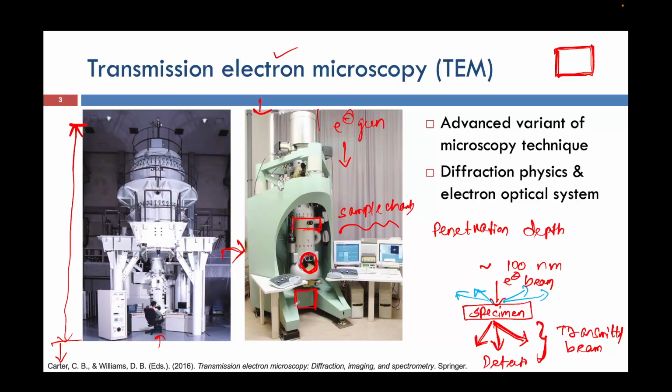Not only my detector will be there, but along with my detector some energy filters will be there, which enable me to do different types of spectroscopic analysis. We'll see what those spectroscopic analyses are in further classes, but this is how a transmission electron microscope is generally operated.